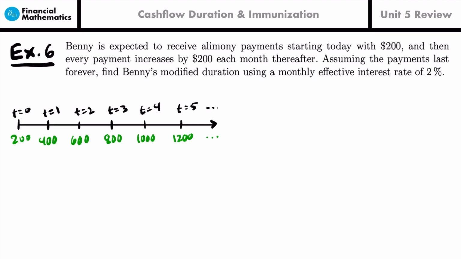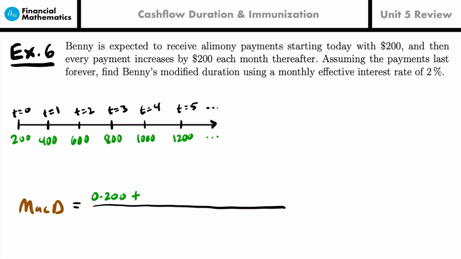Okay, now remember, I want to calculate a Macaulay duration first, so let's set that up. The Macaulay duration is equal to a time-weighted present value divided by the present value. And so we have a $200 payment at time 0. So that's already valued at time 0. We don't need to multiply it by any present value factors, but we're going to be multiplying it by the time at which it is received, which is time 0. So we start with 0 times 200, which is a little bit weird, but that's okay.